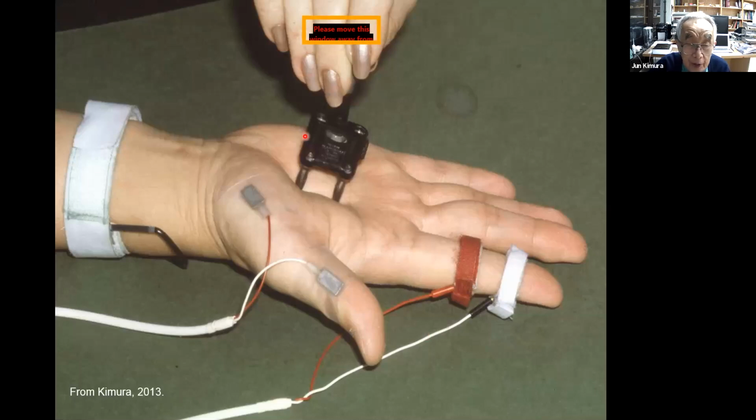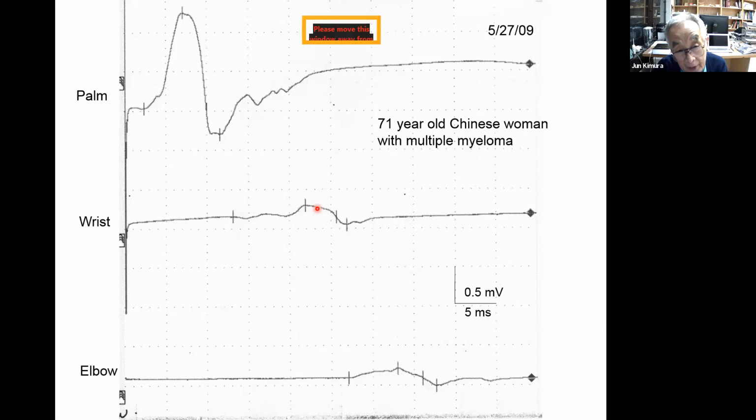Now, another point is the importance, as I already said, of stimulating median nerve in the palm as well as at the wrist. Because if you stimulate median nerve at the wrist, and you say, well, this is distal stimulation, but it isn't, in case of carpal tunnel, because the lesion site is here. So this is a proximal stimulation, and this is a distal stimulation. And distal stimulation tells you whether the nerve is dead or alive. And this is an example. This is not a carpal tunnel.